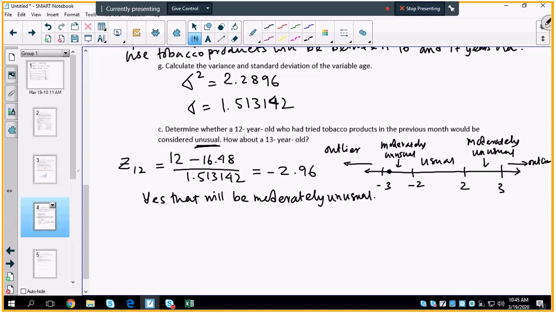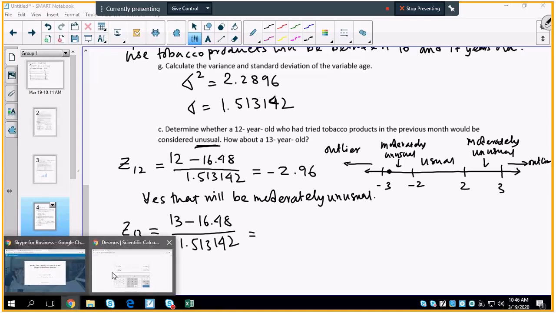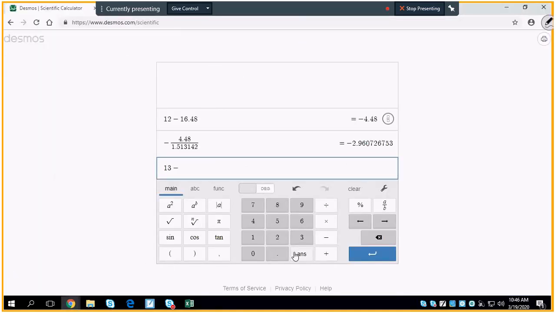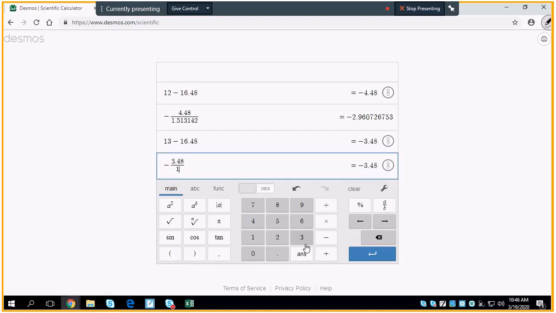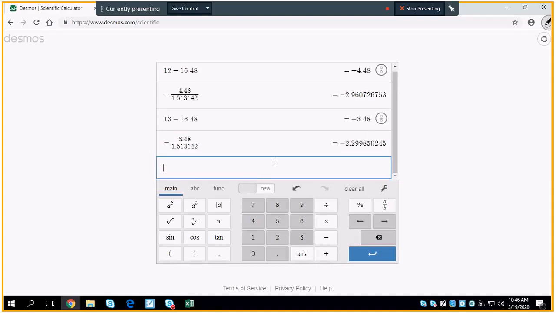And then it asked, how about 13-year-olds? So I'm going to pretty much repeat the same work. I'll find the z-score for 13, which will be 13 minus 16.48 all over 1.513142. So let's calculate this number. I will go to my calculator. 13 minus 16.48 will give me negative 3.48. Now you divide negative 3.48 by 1.513142, and your value is around negative 2.3, rounded to 2 decimal places.